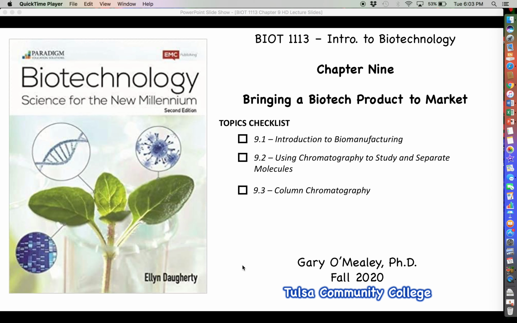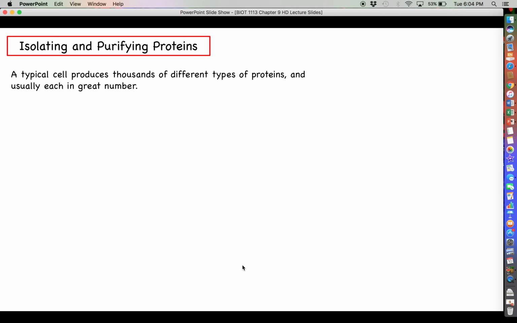In this chapter we are going to start talking about some of the downstream processes that come after the transformation of bacteria or other cells with a gene of interest. Mainly our focus is going to be on identifying and purifying a protein of interest. So let's go ahead and start talking about this.